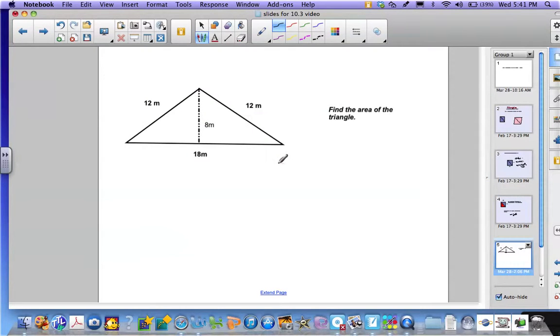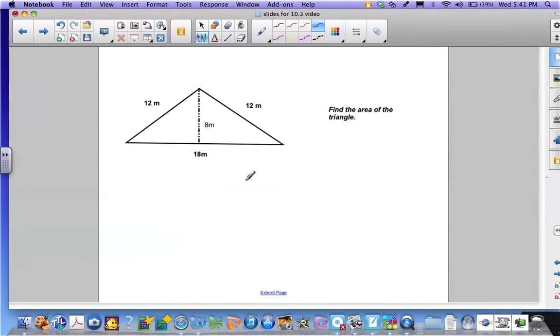Okay, so let's look at one. We're going to find the area of this triangle, and whenever we find the area of a figure, we're going to start out by writing the formula. And for a triangle, it's 1/2 base times height. Okay, because a triangle is half of a parallelogram. We're going to substitute what we know, so we're always going to include 1/2. That's part of the formula. And we're going to multiply that. The base is 18, and the height is 8.